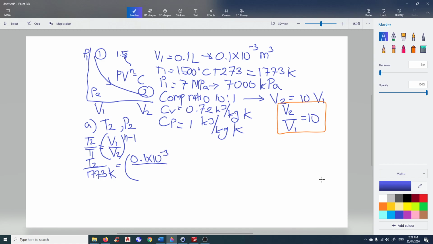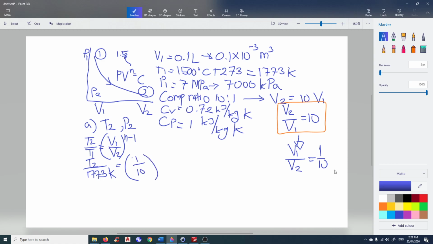So we can say V2 is... oh, I made a mistake. Sorry. Just make it simple. We need to do V1 over V2. We know V2 over V1 equal to 10. So if we reverse this, V1 over V2, then we can say 1 over 10. So V1 over V2, the answer is 1 over 10.